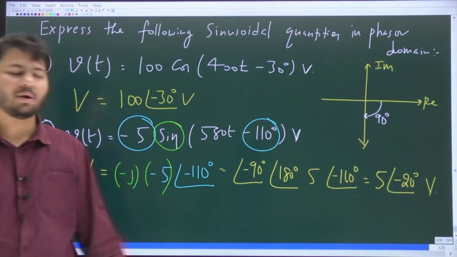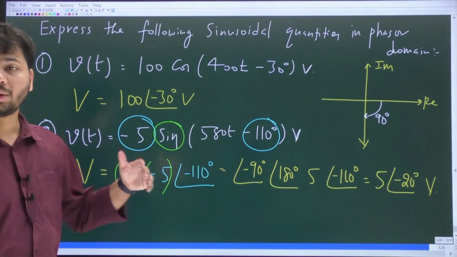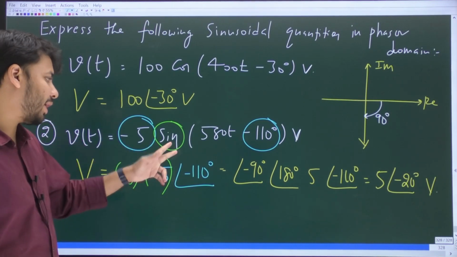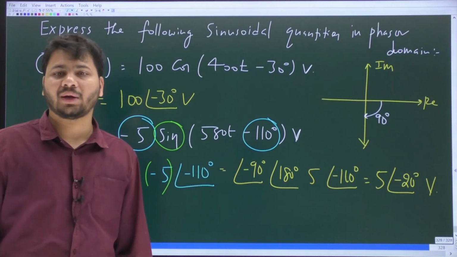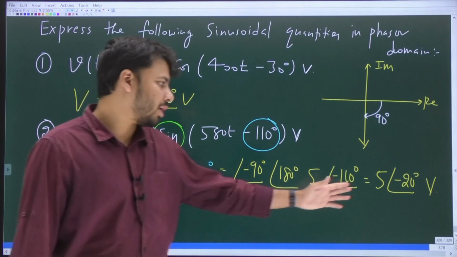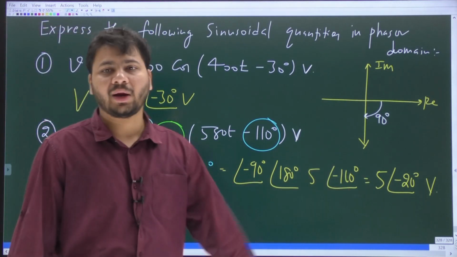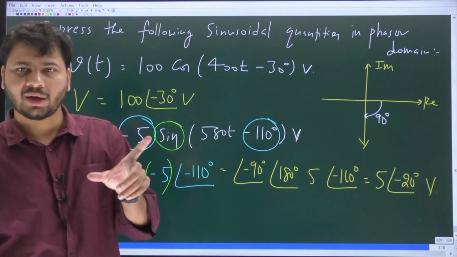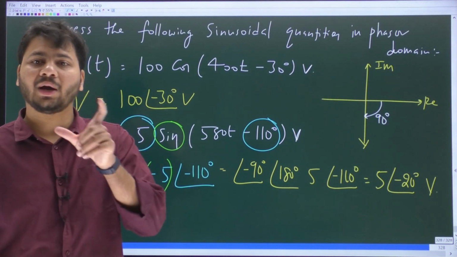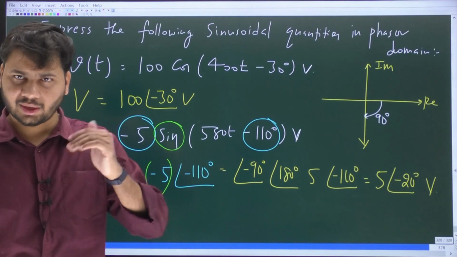Is it clear how we get to the final phasor representation? So the original time domain sinusoidal voltage is minus 5 sine 580t minus 110 degrees. The same thing in phasor form is equal to 5 at an angle minus 20 degrees volts. So 5 at an angle minus 20 degrees means the phasor will have a length of 5 units and it will be at an angle of minus 20 degrees with respect to positive real axis.